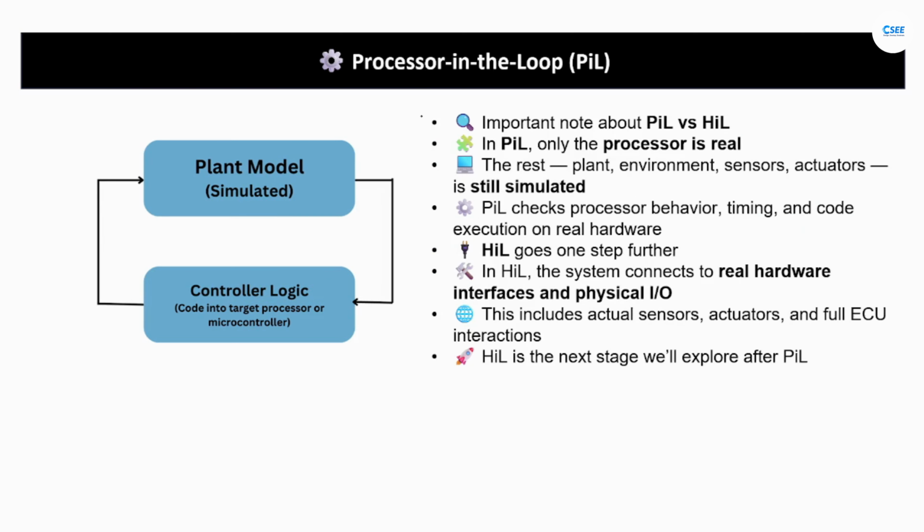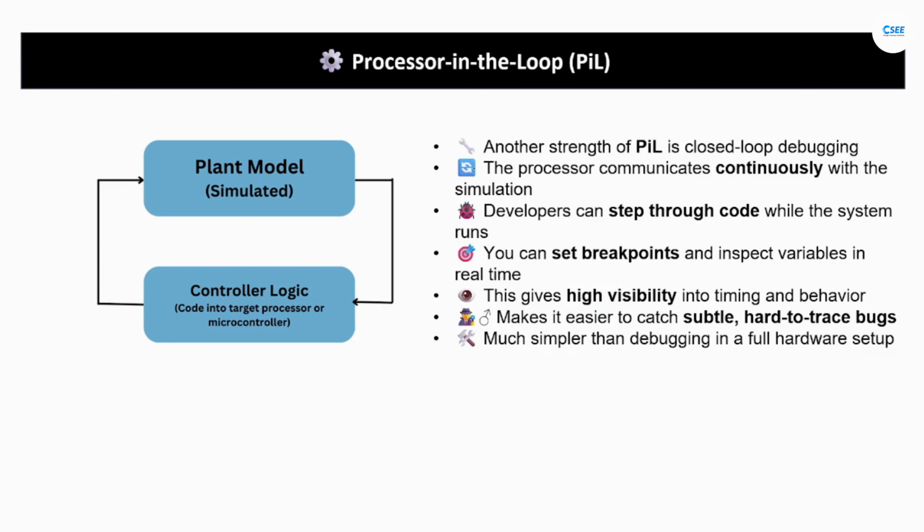Now, an important note: in some setups, PiL and HiL are closely related. The main difference is that in PiL, only the processor is real, not the entire ECU or sensors. The rest, plant, environment, sensors, actuators, remain simulated. HiL, which we will explore next, takes this a step further by connecting everything to real hardware interfaces and physical I/O.